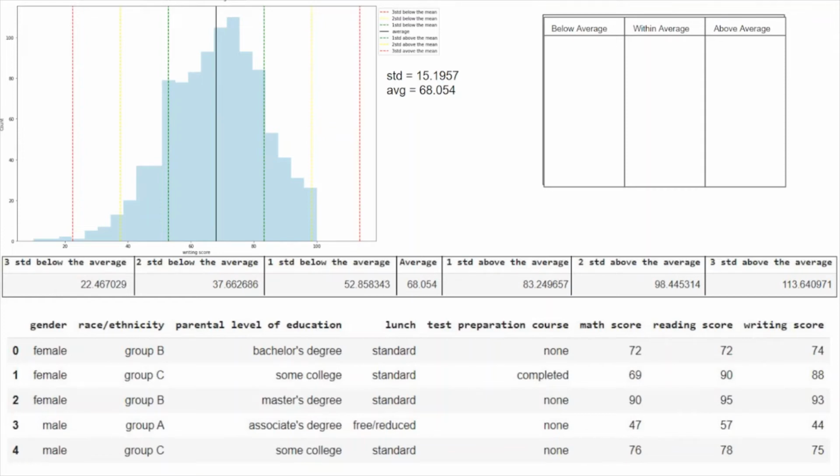And now we're going to use the students that are right below here and figure out where they stand relative to each other. So for student number 0, they got a writing score of 74. Now if we look at where 74 is here on the graph, we know that the average is 68.054, so 74 is going to be right around here, one standard deviation above the average. And because it's within one standard deviation above the average, we're going to say that student 0 is within average.